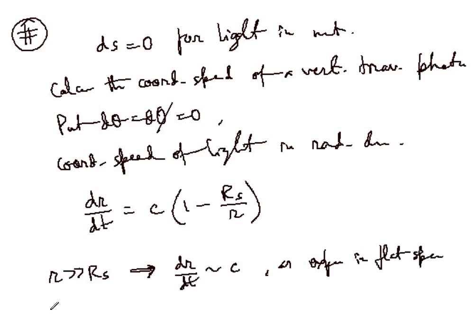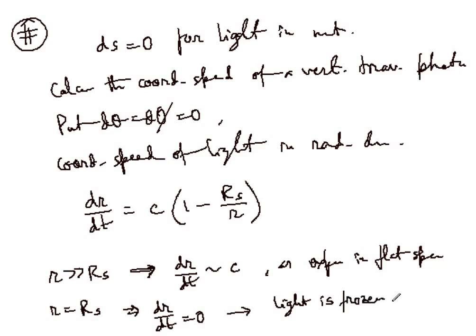Right. However, at r equal to Rs, what do we get? dr/dt is equal to 0. What does this mean? This means light is frozen. Interesting, isn't it? Light is frozen in time at r equal to the Schwarzschild radius. So this is interesting. Now let us not stop there. Let's see what more we can get.